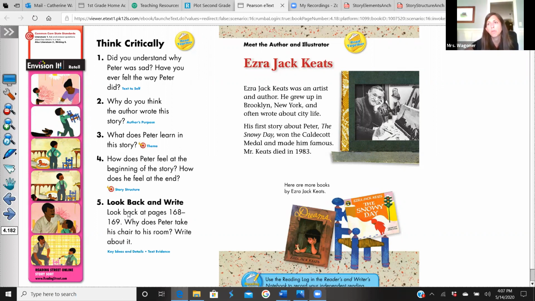You may need more time to do some of the questions, so you can pause it after each question if you want to. Or you can pause it right now and read the questions yourself if you'd like to. You don't have to wait for me. Number 1, did you understand why Peter was sad? Have you ever felt the way Peter did?